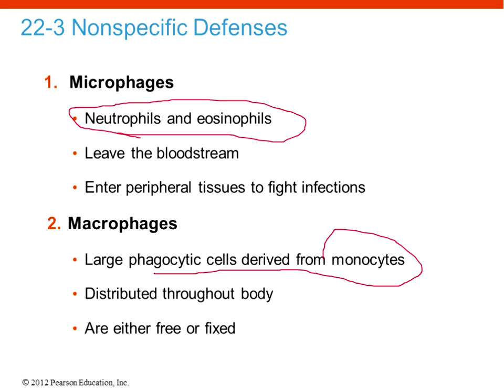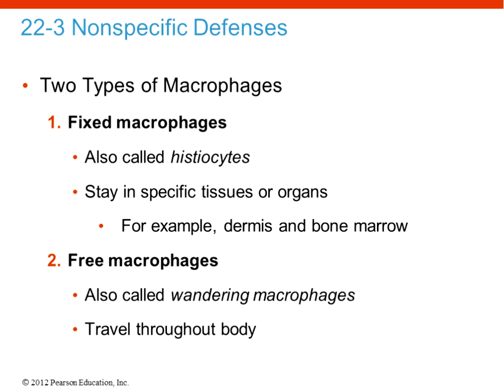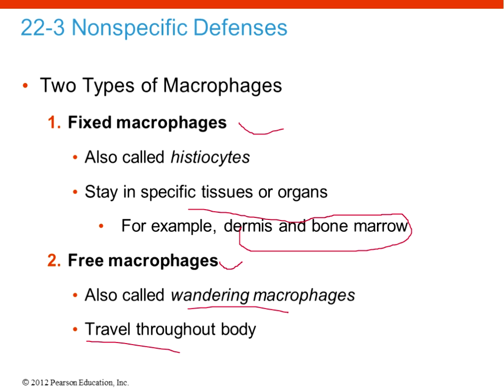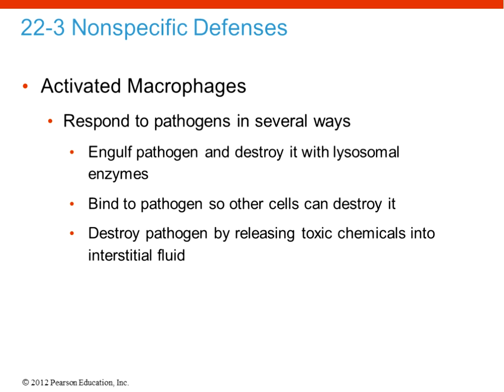Macrophages are larger phagocytic cells derived from monocytes. They distribute throughout the body. They're either free or fixed. Fixed macrophages stay at a specific target, for example, in the dermis or in the bone marrow, whereas free macrophages are wandering. They have the ability to travel throughout the body. Okay? Macrophages, once they're activated, respond to pathogens in several ways.